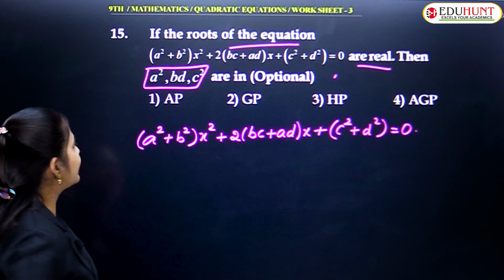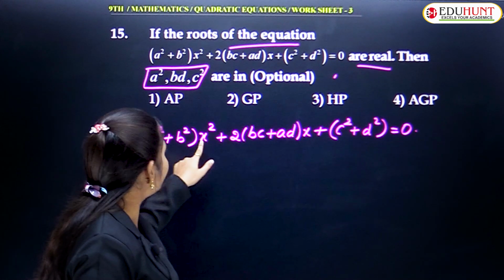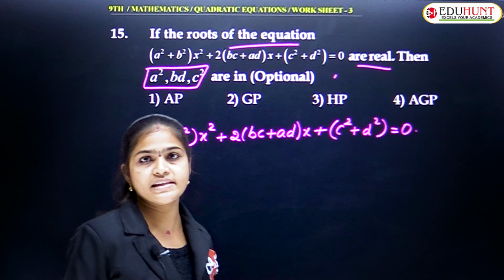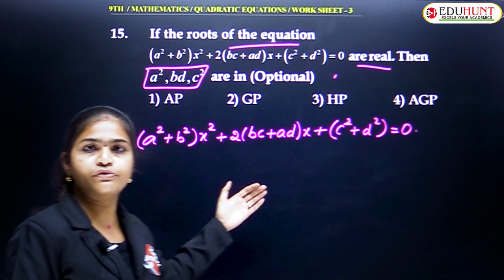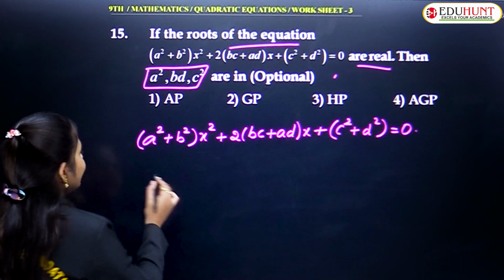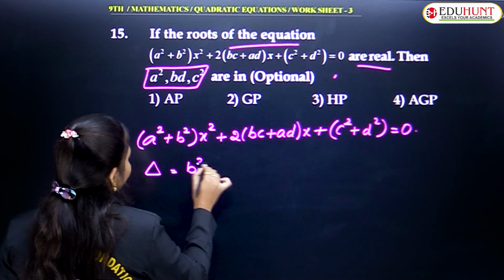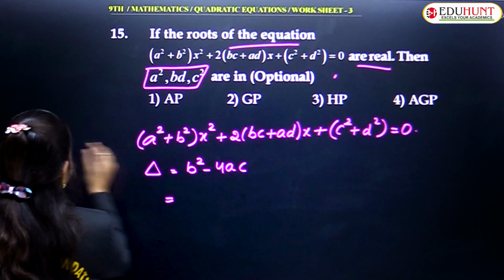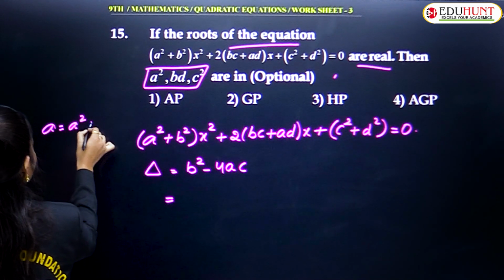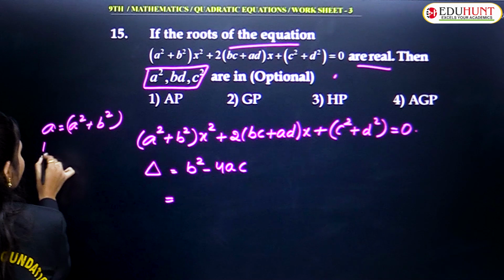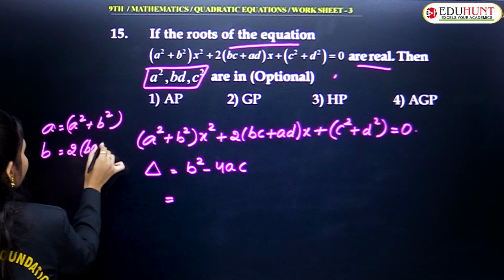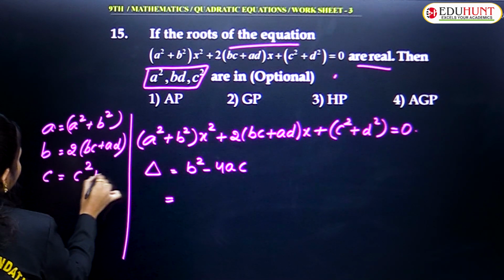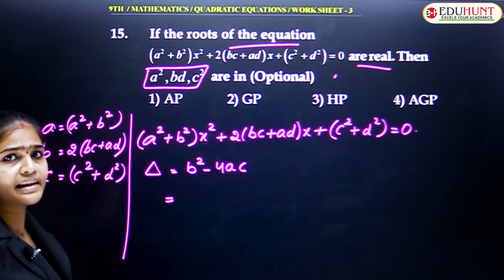So what is the given quadratic equation here? (a square plus b square) x square plus 2(bc plus ad) x plus (c square plus d square) is equal to 0. Whatever it may be, first we need to find the delta value, right? So delta is equal to b square minus 4ac. Let us consider a is equal to a square plus b square, b is equal to 2(bc plus ad), and c is equal to c square plus d square. These 3 are the values of a, b, c.